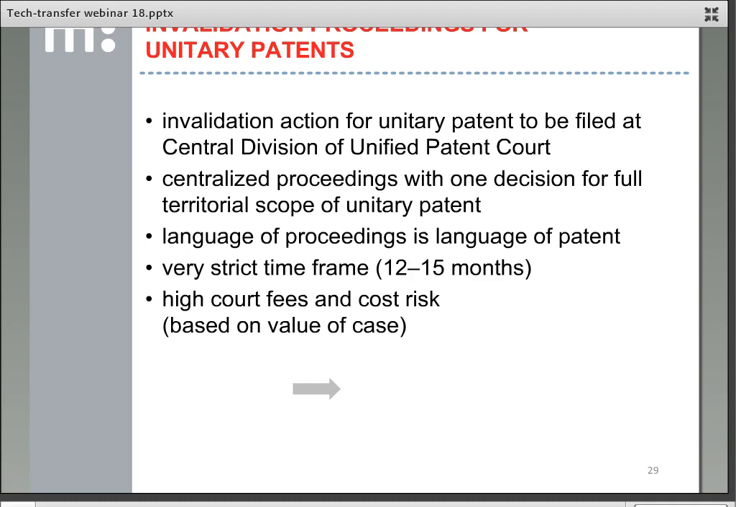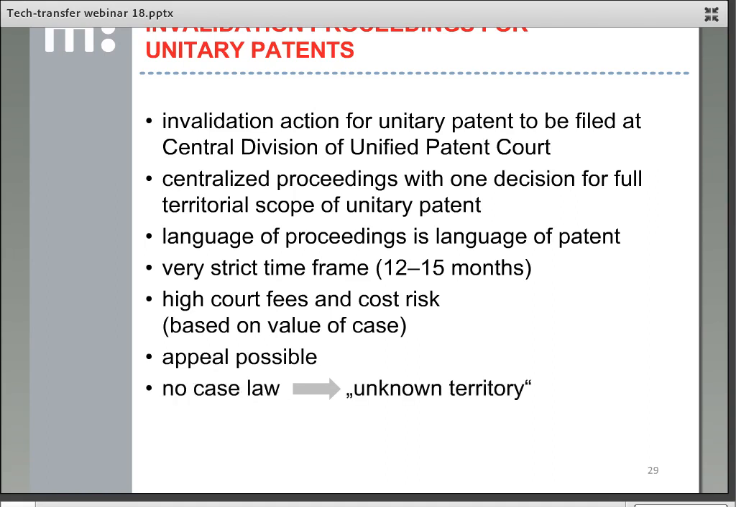And then you can have reimbursable costs which may exceed 200,000 euros for your patent. If you're a patent owner and you lose your patent, you may be forced to pay the other party 200,000 euros, which is a lot of cost risk. And again, an appeal is possible for these invalidation proceedings at the unitary patent. And another thing which is, I think, at the beginning a disadvantage, you don't have any case law at the moment. So you're walking into unknown territory. You don't know how the judges will decide on inventiveness and on added subject matter and things like that.